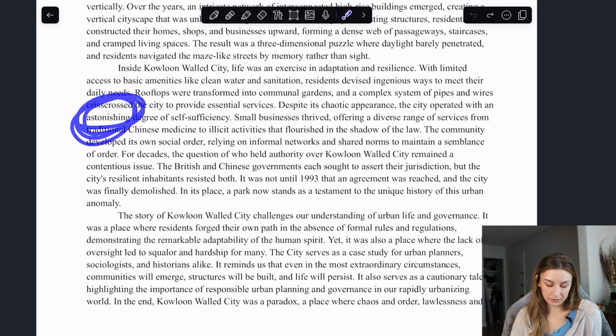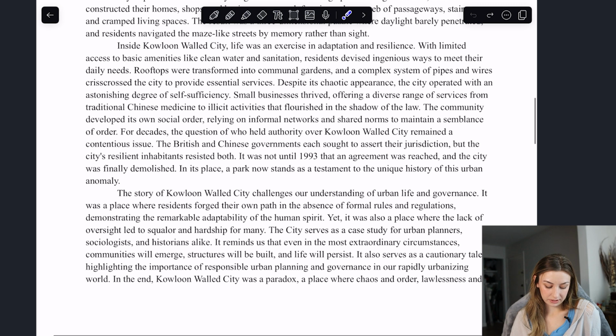Rooftops were transformed into communal gardens, and a complex system of pipes and wires crisscrossed the city to provide essential services. Despite its chaotic appearance, the city operated with an astonishing degree of self-sufficiency. Are we seeing these words? Are we seeing the same words here? Astonishing, tone. Small businesses thrived, offering a diverse range of services from traditional Chinese medicine to illicit activities that flourished in the shadow of the law. The community developed its own social order, relying on informal networks and shared norms to maintain a semblance of order. For decades, the question of who held authority over Kowloon Walled City remained a contentious issue. The British and Chinese governments each sought to assert their jurisdiction, but the city's resilient inhabitants resisted both.